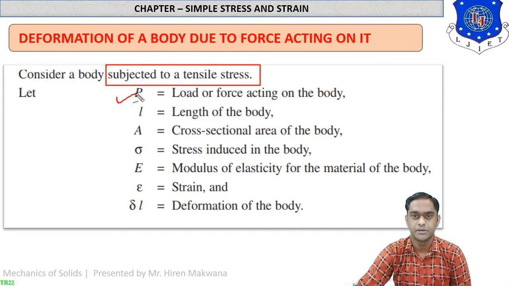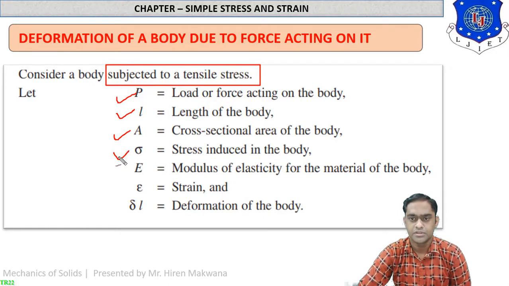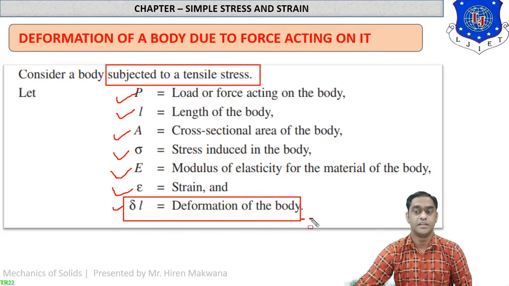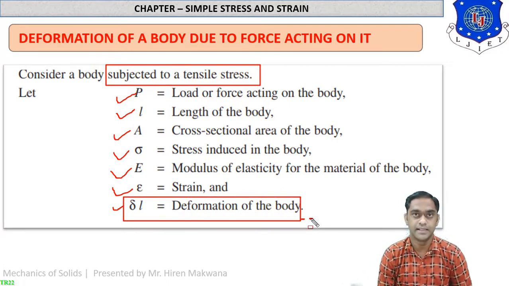For example, what is P? P is equal to load or force acting on the body. What is L? Length of the body. What is A? Cross-sectional area of the body. What is sigma? Stress induced in the body. What is E? Modulus of elasticity for the material of the body. What is epsilon? Strain. And what is delta L? Deformation of the body. Now what is our target? Our target is to find delta L, means deformation of the body, which means increase or decrease in the length.